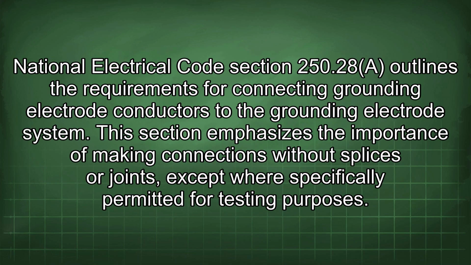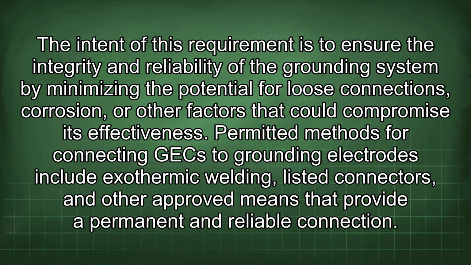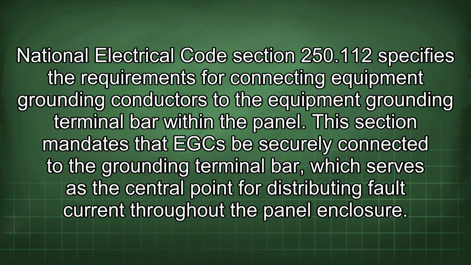National Electrical Code Section 250.28 outlines the requirements for connecting grounding electrode conductors to the grounding electrode system. This section emphasizes the importance of making connections without splices or joints, except where specifically permitted for testing purposes. The intent of this requirement is to ensure the integrity and reliability of the grounding system by minimizing the potential for loose connections, corrosion, or other factors that could compromise its effectiveness. Permitted methods for connecting GEC to grounding electrodes include exothermic welding, listed connectors, and other approved means that provide a permanent and reliable connection.